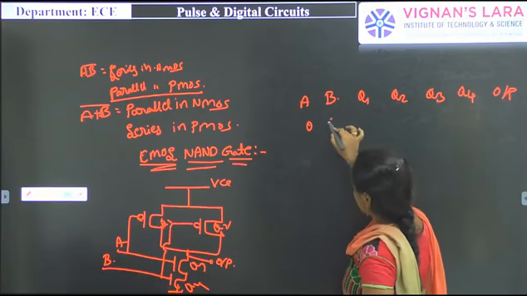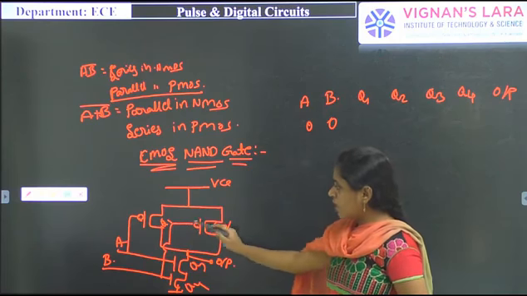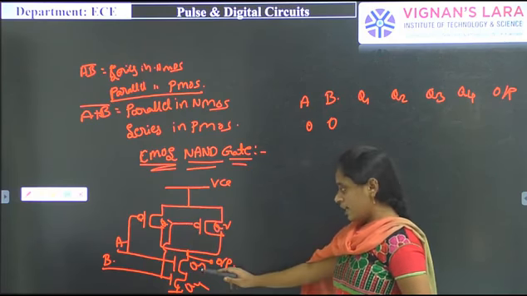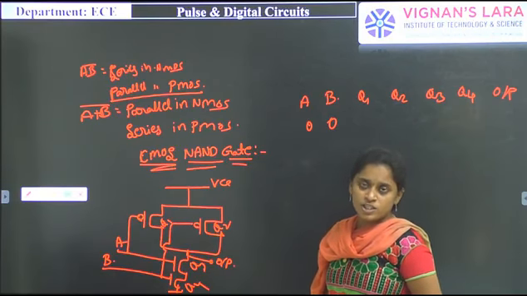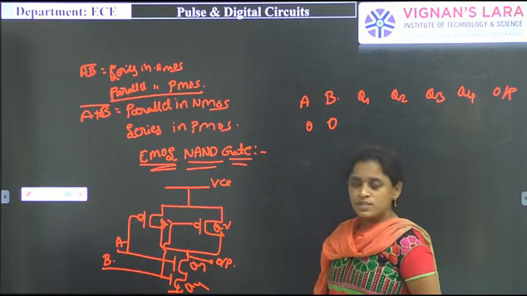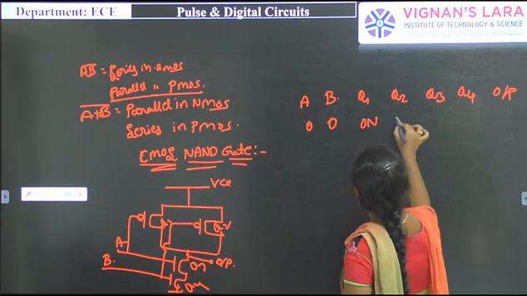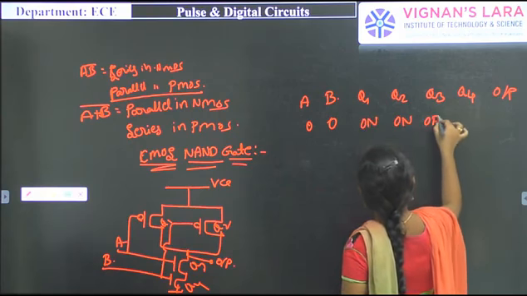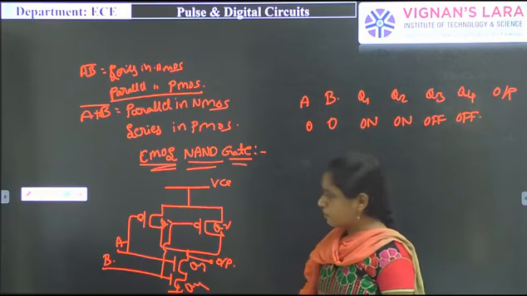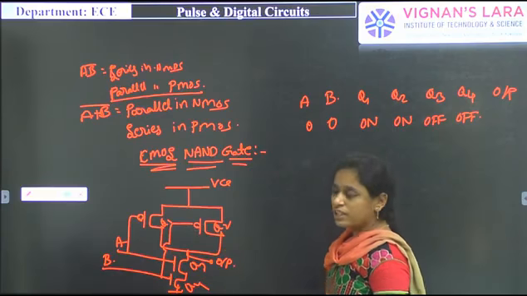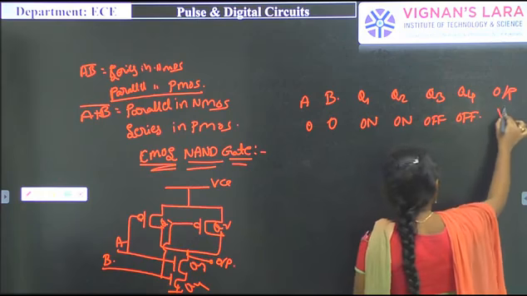When both the inputs will be 0, 0, what happens? Q1, Q2 both are on condition and Q3, Q4 will be off condition. Why? Because we have to give logic 0, nothing but 0 volts. If it is 0 volts, the PMOS will be on and NMOS will be off. So Q1 is on and Q2 is on, and Q3 is off and Q4 is off. During this time the output is connected to VCC through both on transistors, so there is a chance of VCC signal to produce at the output side. The output will be VCC.